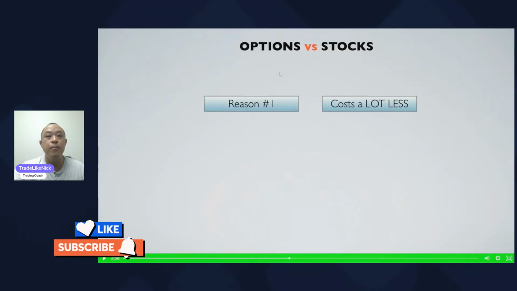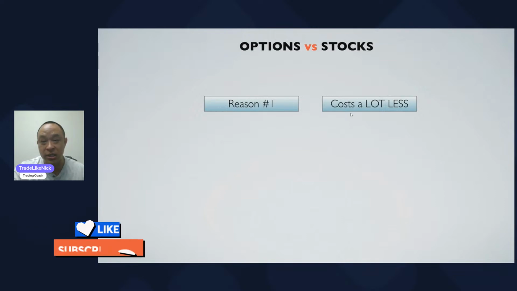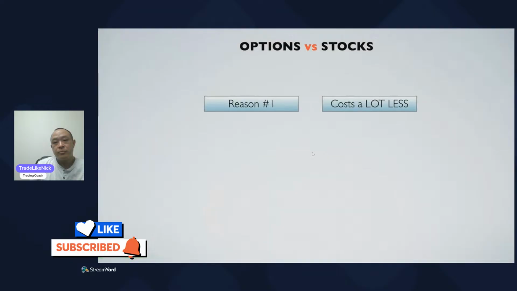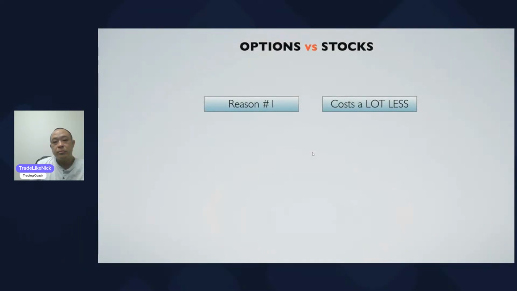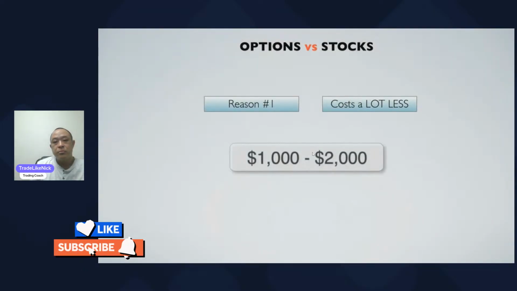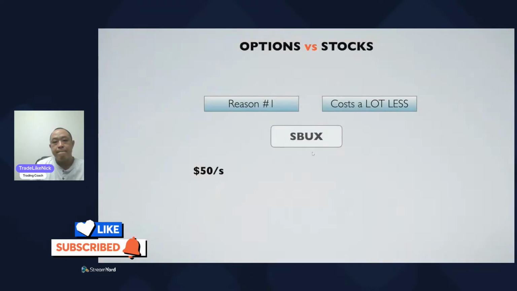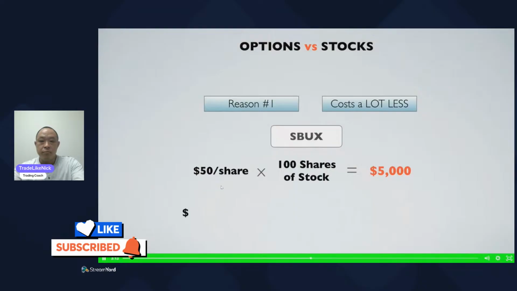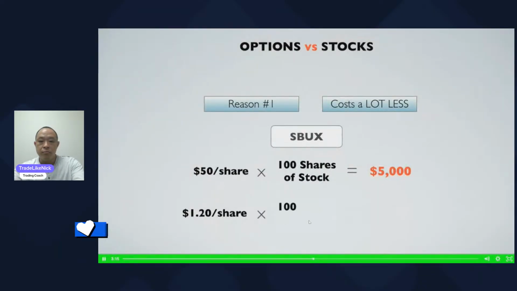So number one, most people are attracted because it costs a lot less money. You could start trading options with as little as $1,000 to $2,000 and still get in the game. Many people choose not to trade because they have limited funds. For example, if Starbucks is trading at $50, to buy 100 shares of stock, it would cost you $5,000. But with options, it might only cost you $1.20 a share to control 100 shares of Starbucks, costing you $120.